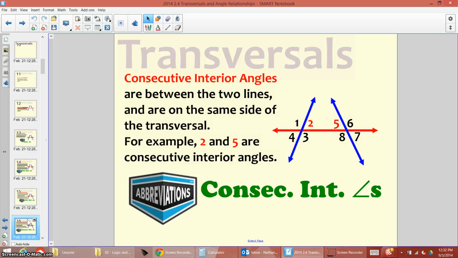Consecutive. Okay. They're interior, and they're consecutive. It's one after the other. They're not on opposite sides. I've called these same side interiors before as well. It's up to you how you want to verbalize it, but I'm going to be expecting consecutive interiors on the test. So, same side of the transversal. See how 2 and 5? They're on the same side of the red line, and they're in between.